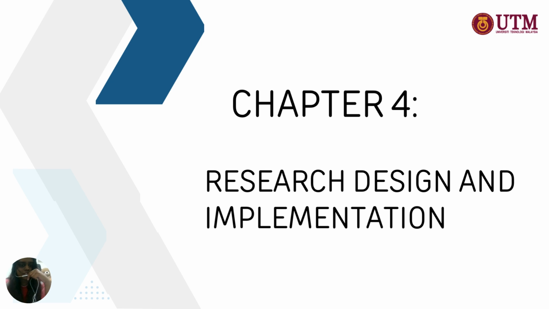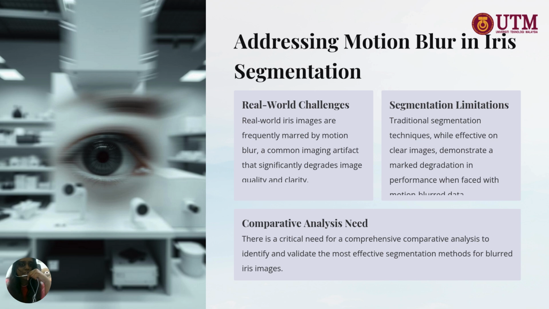For Chapter 4 is research design and implementation. In addressing motion blur in iris segmentation, we are facing real-world challenges such as motion blur, a common image artifact that significantly decreases image quality and clarity. Traditional segmentation is effective on clear images but demonstrates marked drops in performance when faced with motion blur data. What the comparative analysis needs is to validate the most efficient methods for blurred iris images.